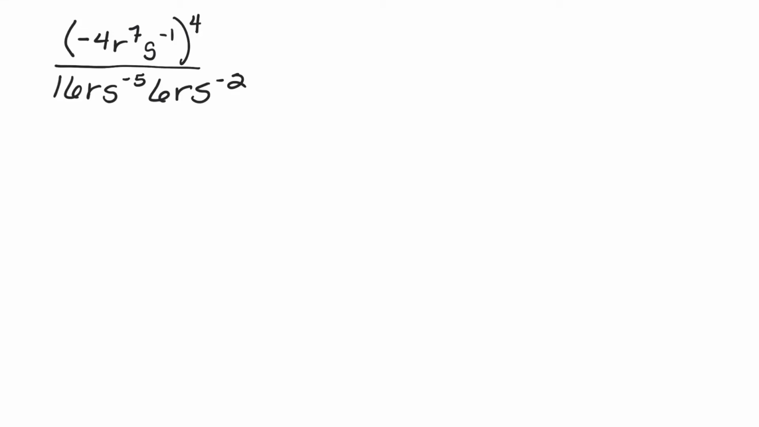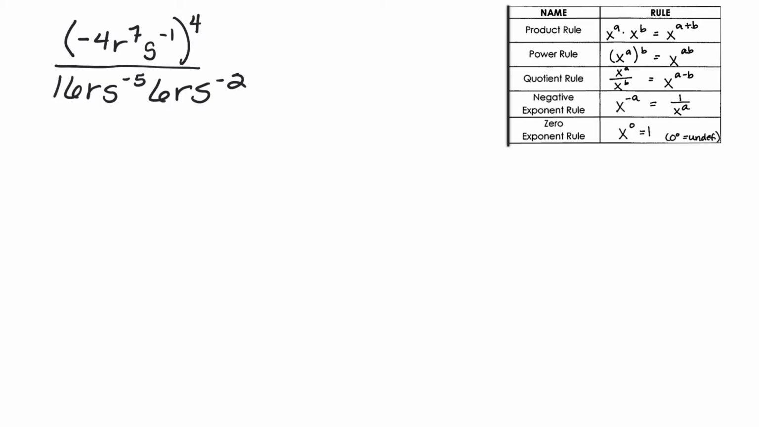We need to simplify this expression into positive exponents. So here are all the different kinds of rules. We've got the product rule, the power rule, the quotient rule, the negative exponent rule, and the zero exponent rule. And so we may have to choose which to use. And so as of right now, for this area right here, I'm going to use the power rule.